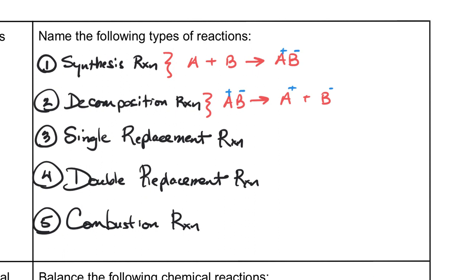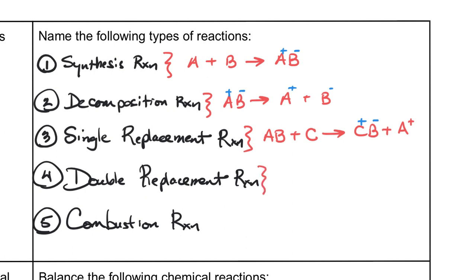And then with the single replacement, you're going to start off with a compound, let's say AB. There'll be another element, C, and what will happen here is that C will replace A, giving you CB, and then you're going to have A. In this case, A still retains the charge of positive, but the C comes in with positive and B still retains the charge of negative.